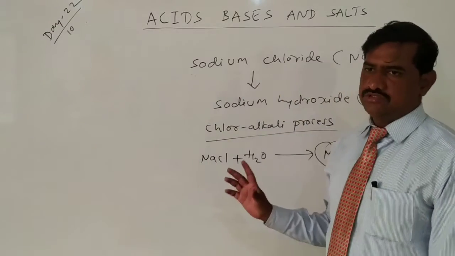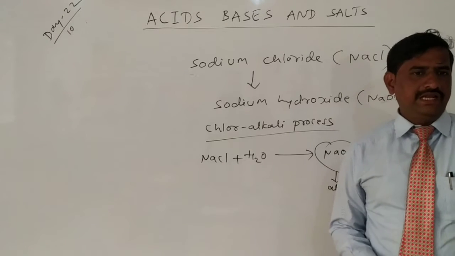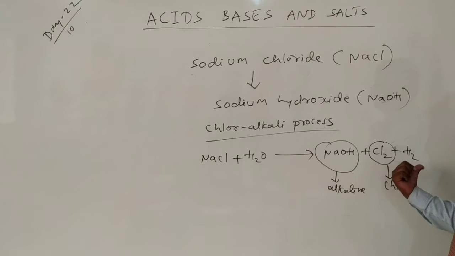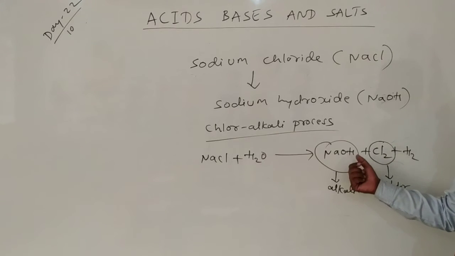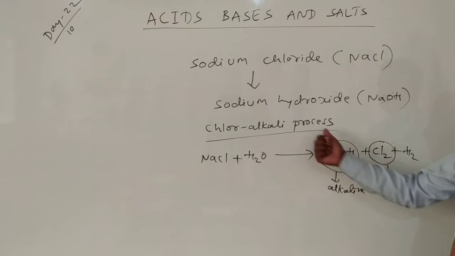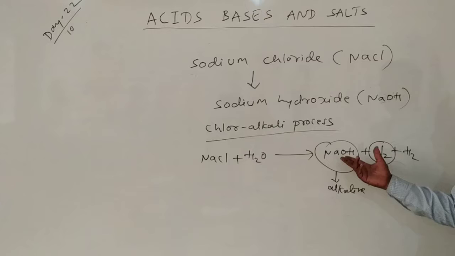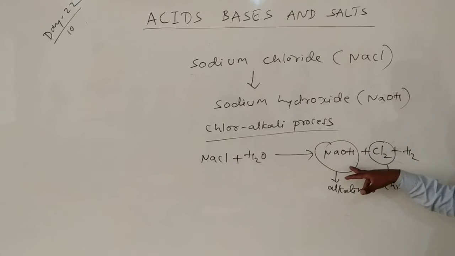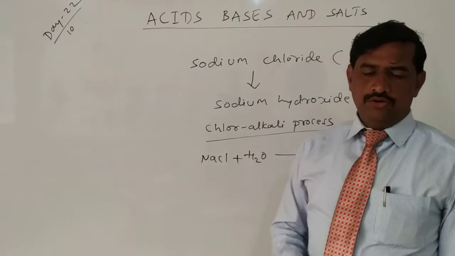Explain chlor-alkali process means you should write that when sodium chloride dissolves in water and electricity is passed, the products obtained are sodium hydroxide, chlorine gas, and hydrogen gas. Here the product is chlorine, that's why chlor, and sodium hydroxide is alkaline. So that's why it is the chlor-alkali process. Again, using sodium hydroxide and chlorine we will get so many different compounds. We will study that.